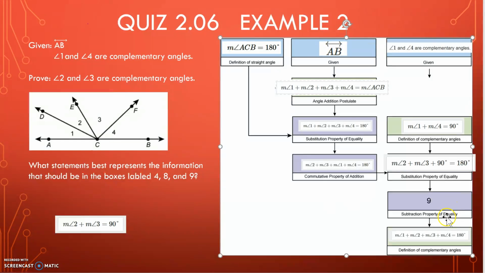And then subtraction property of equality. So they subtracted 90 degrees on both sides, and that gave them the measure of angle 2 plus the measure of angle 3 equals 90.